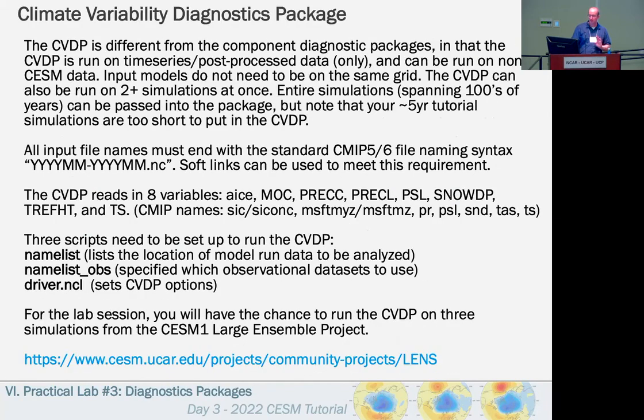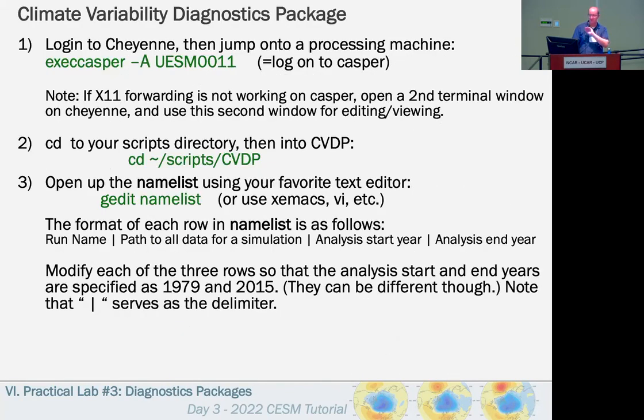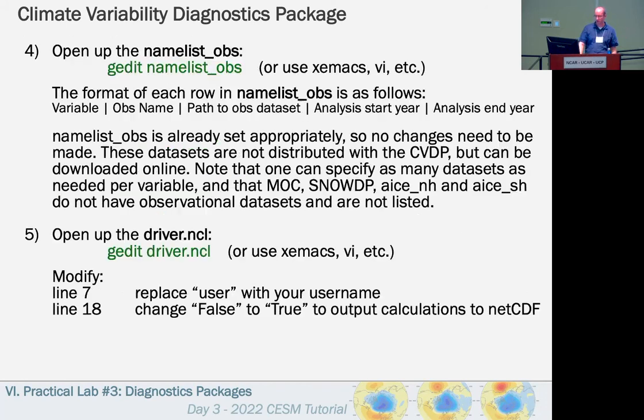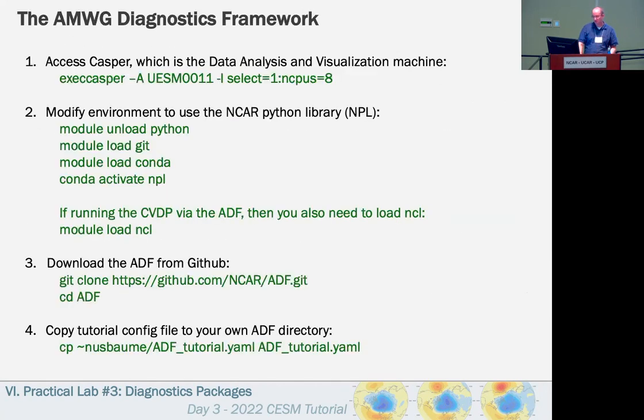If you do the CVDP, excuse me, it has slightly different directions. So you start here, and then you're going to actually go from Cheyenne onto Casper, which is our data analysis machine. And then you're going to have to do some editing of something called the name list. So it says gedit here. Obviously, you can use whatever text editor you want. And then it describes here how to do it.